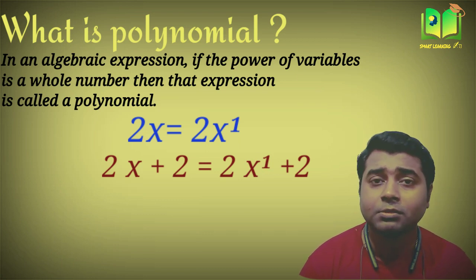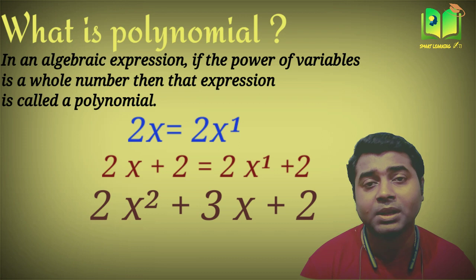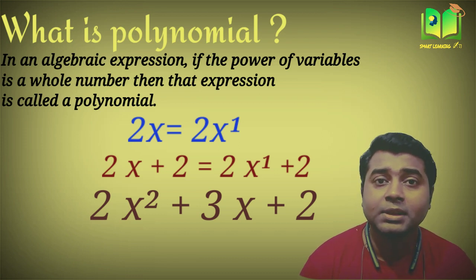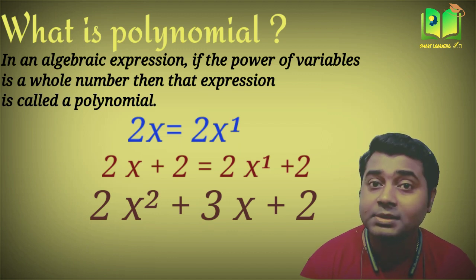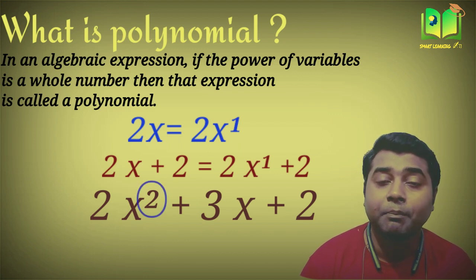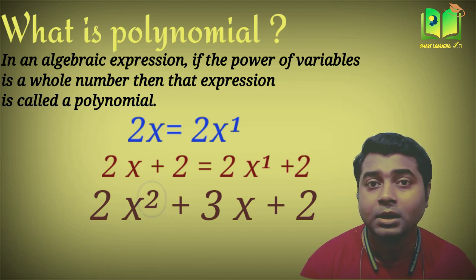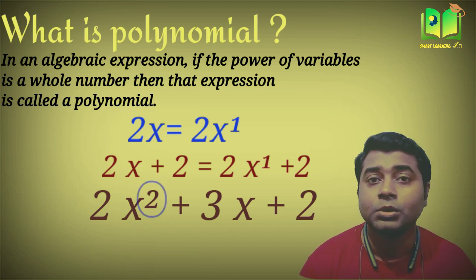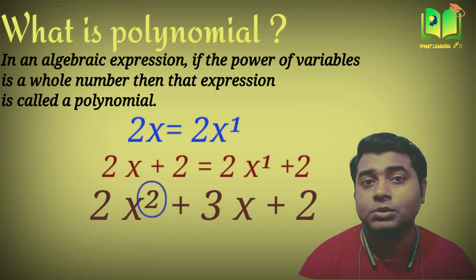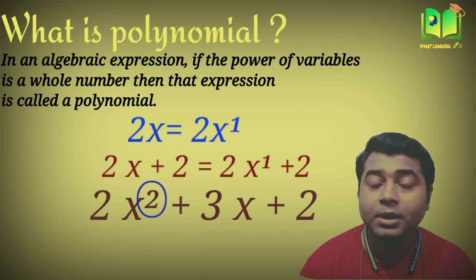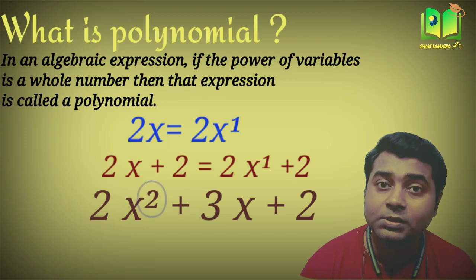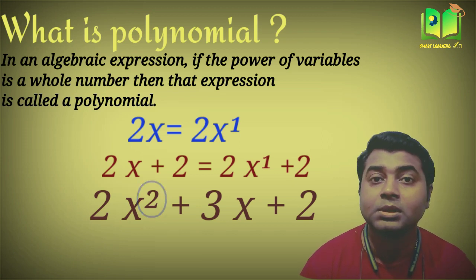Now consider the third equation, 2x square plus 3x plus 2. Here you can say the degree of x square is 2, because the highest degree here is 2. The highest exponent is the degree of the equation, and this degree is a whole number. So we will say 2x square plus 3x plus 2 is a polynomial.